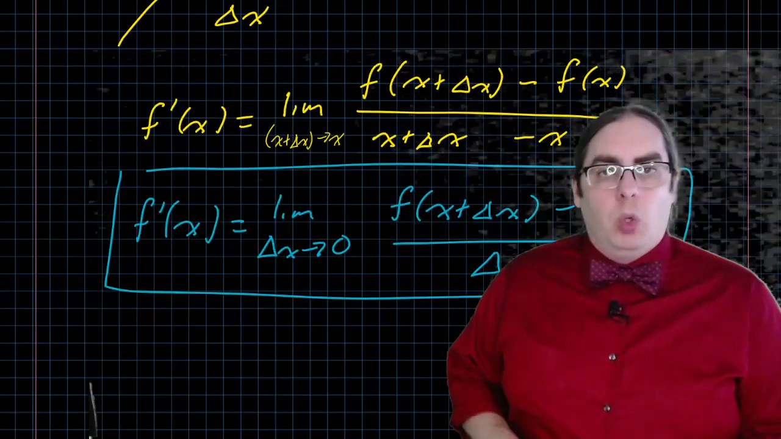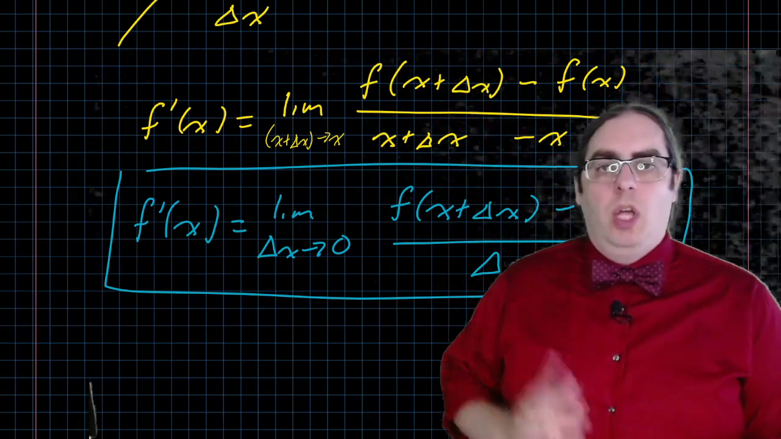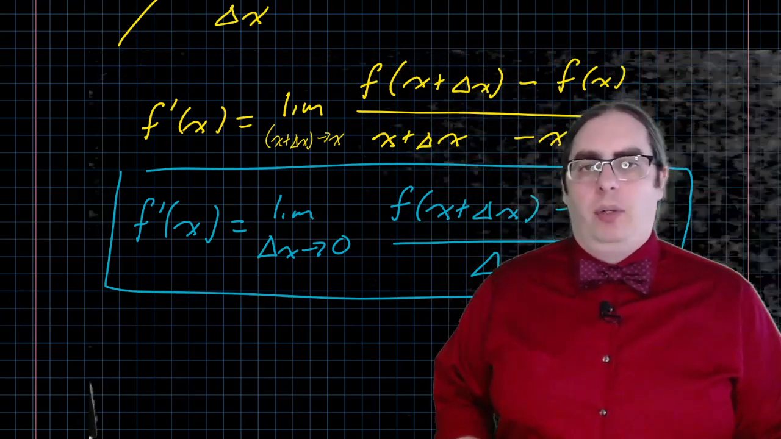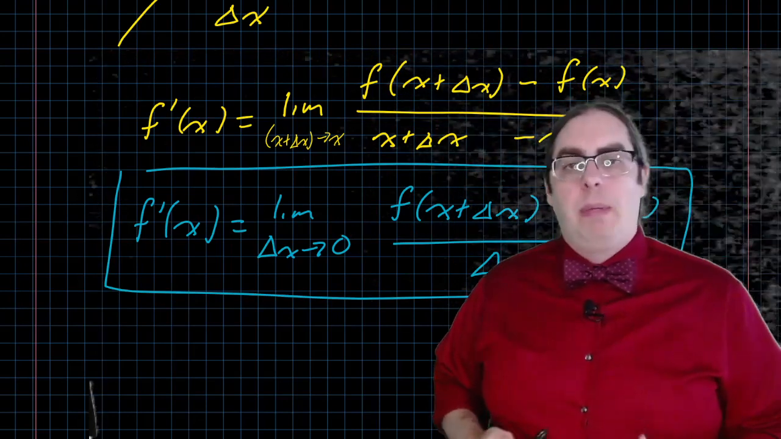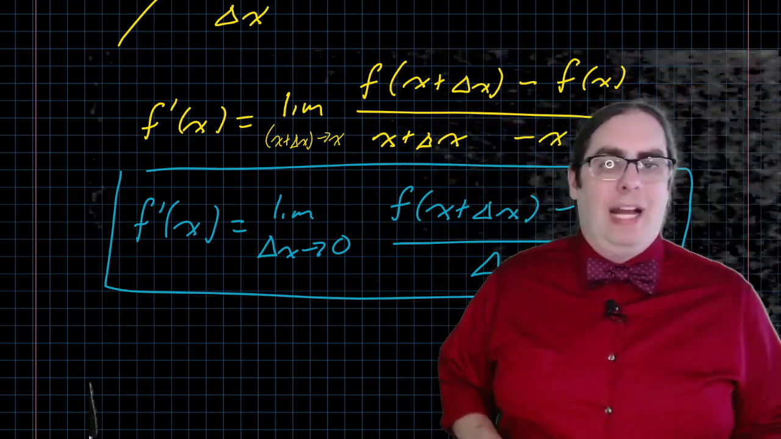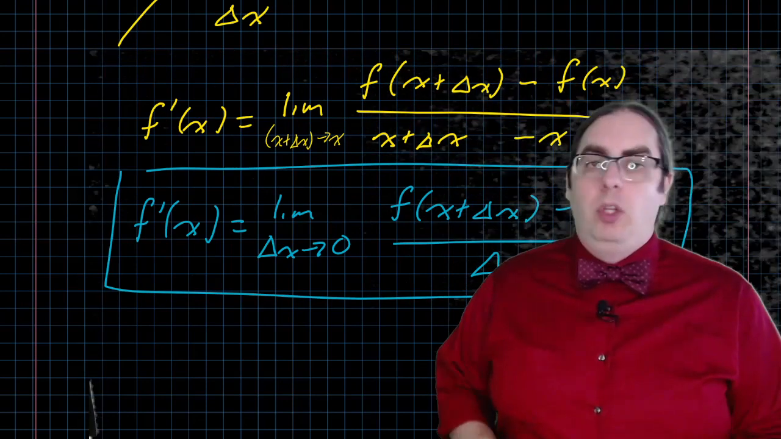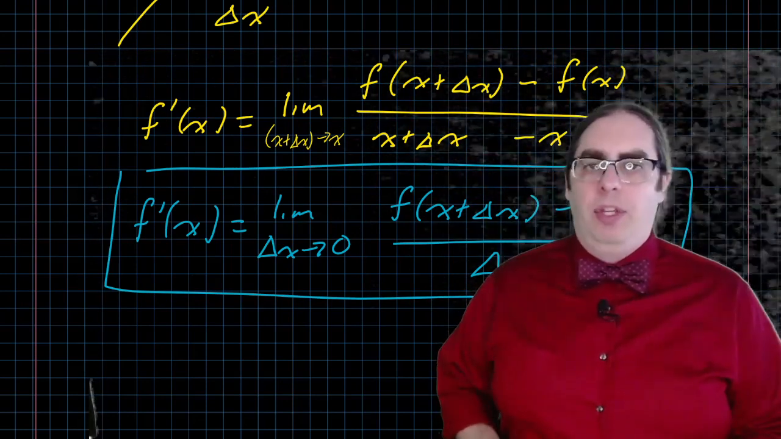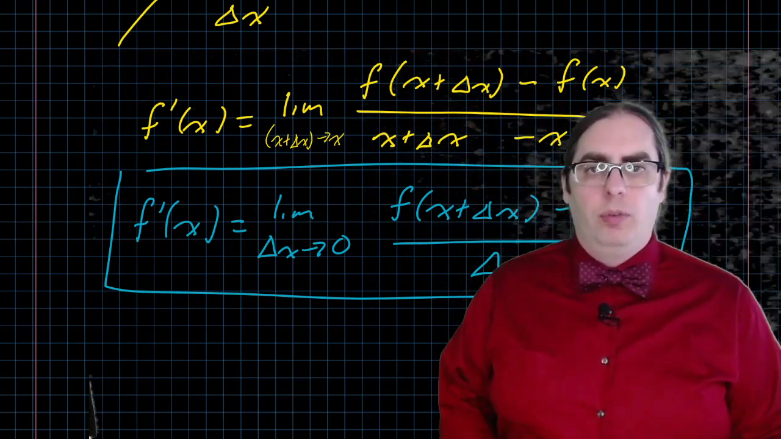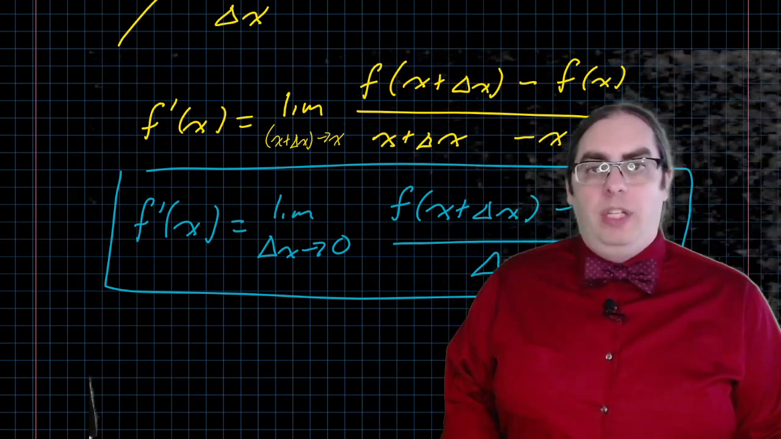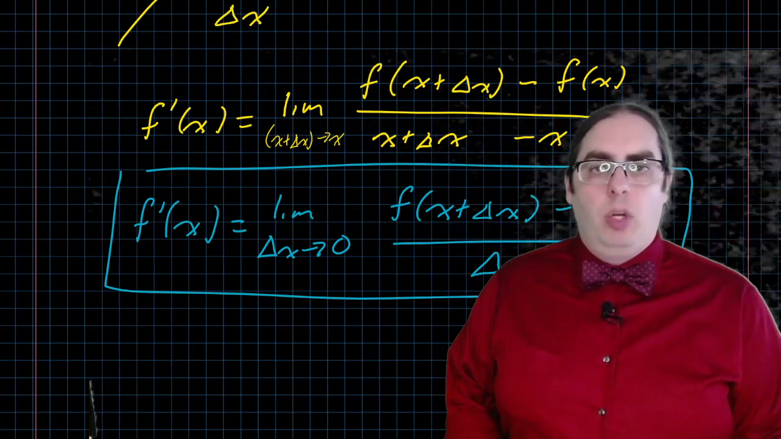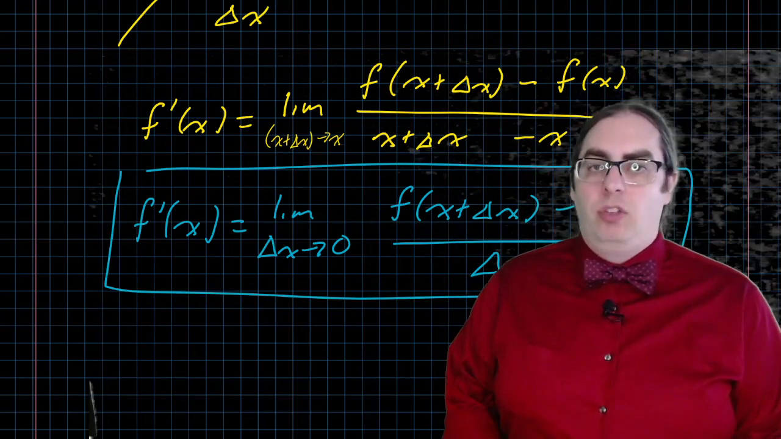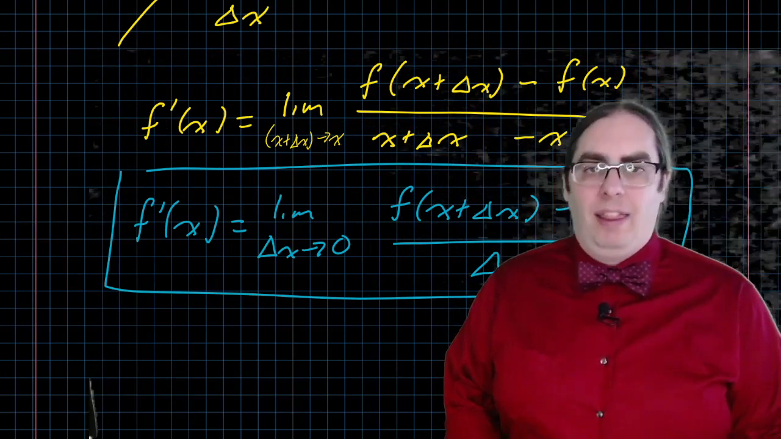When it comes to working with these, the first version that I wrote down turns out to be far more useful when you are trying to come up with general rules for how derivatives work. We'll be looking at that throughout the next several weeks of this course. The second one is far more useful when you have a particular function and you want to know what is happening. So that's the one we're going to use in this video.